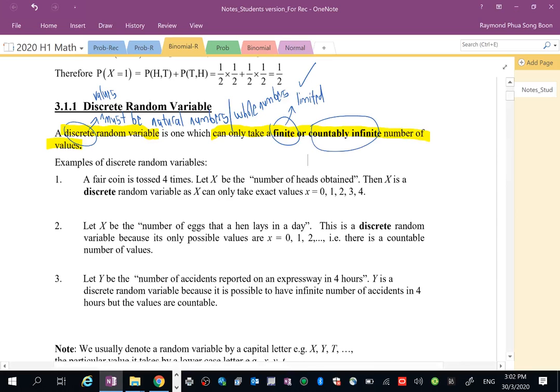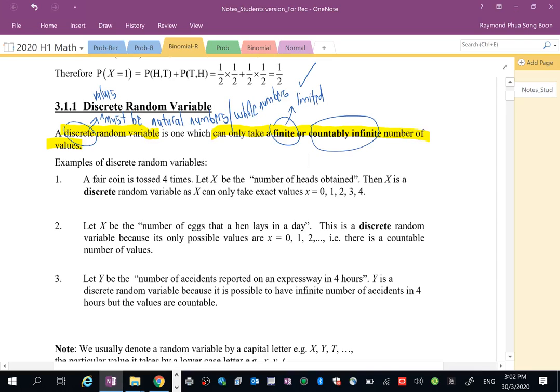To concretize what I've just meant, let's look at three examples of discrete random variables. The first example: if you have a fair coin and you toss it 4 times, you define X as a random variable, the number of heads obtained in tossing a fair coin 4 times.